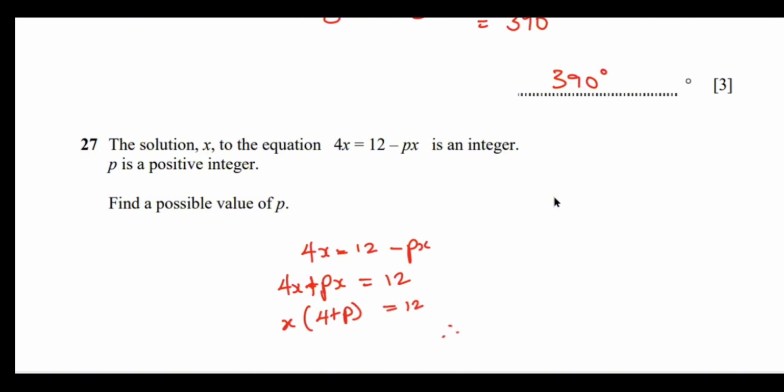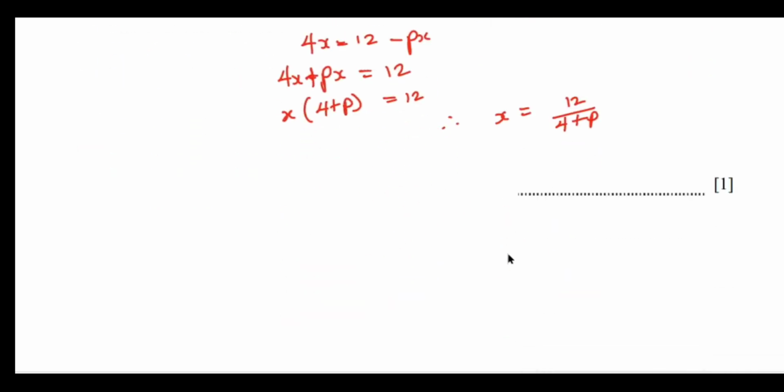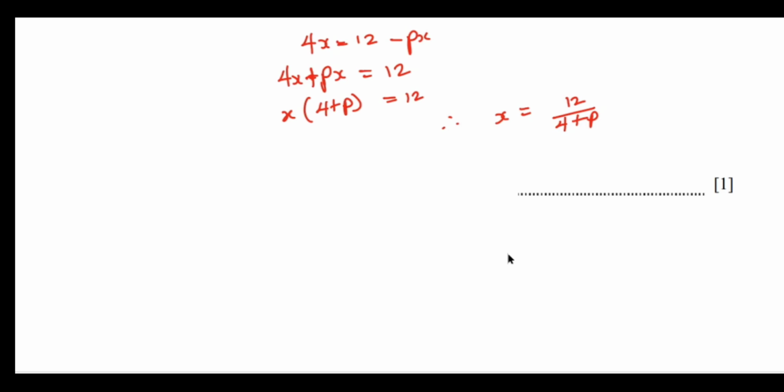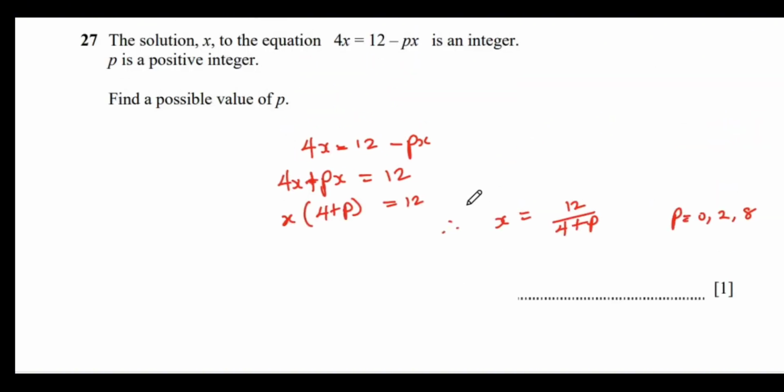Therefore, x equals 12 over 4 plus p. So at what value of p will this expression be a whole number? Okay, p can be 0, but they say it has to be a positive integer. So if it has to be a positive integer, p can be 2, and can also be 8. Find a possible value for p. So it's either 2 or 8, because they say it's a positive integer.